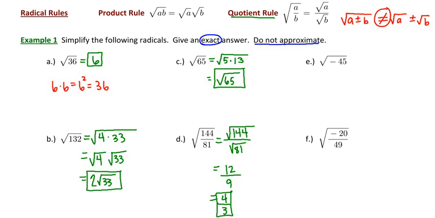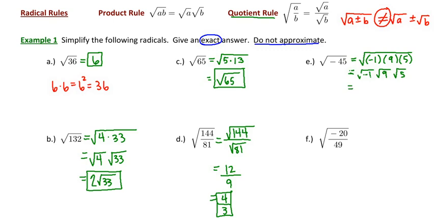So on example E, we have the square root of negative 45. Anytime we have a negative under the square root sign, it's going to generate an imaginary answer. So I'm going to rewrite square root of negative 45 as the product of negative 1 and a factor of 45 that's a perfect square. We could use 9 times 5. Then I'm going to split that radical up over each individual factor. We have the square root of negative 1 times the square root of 9 times the square root of 5.